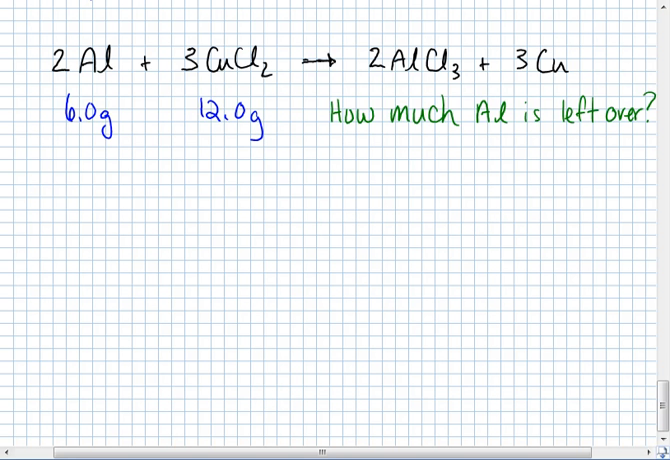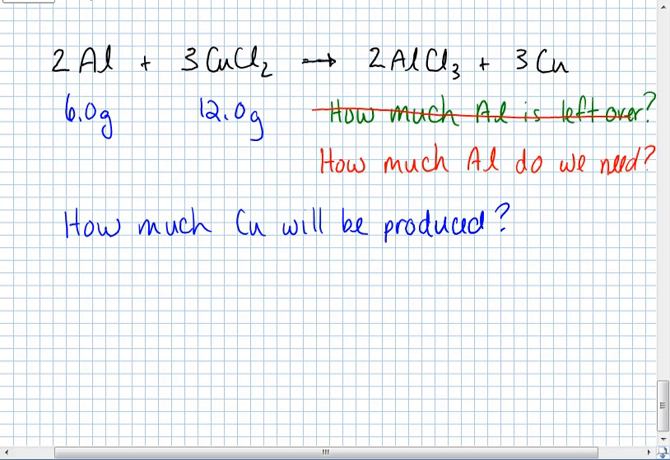The actual question you want to answer is not how much aluminum is left over. That's going to be ultimately what we answer. But to get there, we have to ask ourselves a different question. And that is, how much aluminum do we actually need? And that is no different than asking questions like, how much copper will be produced, which we've already learned how to answer, or how much aluminum chloride will be produced. It's the same thing. It's the same process using a mole ratio to get from a mass of one substance to a mass of another one.